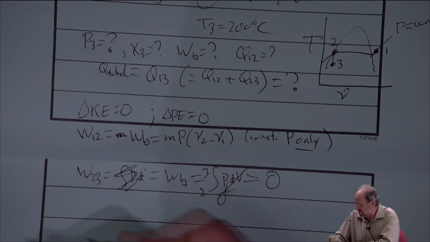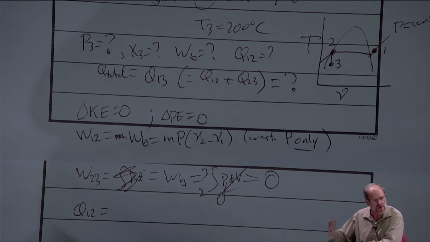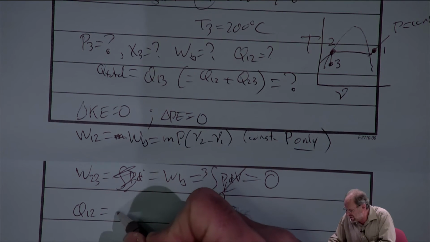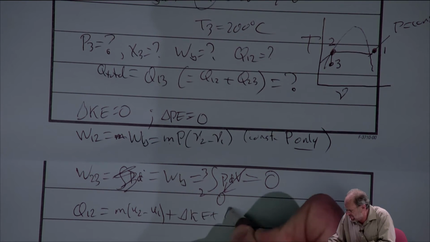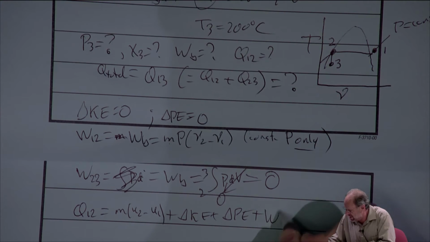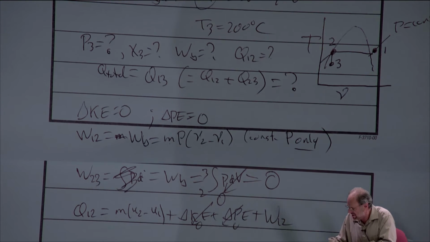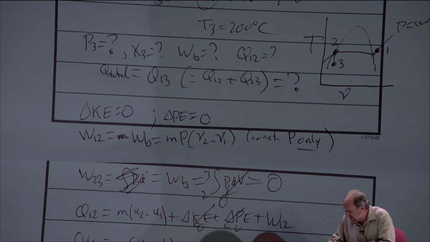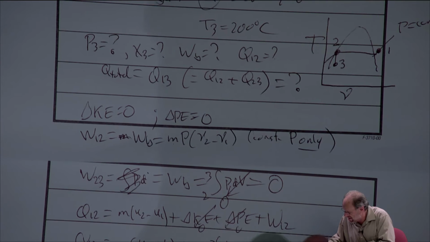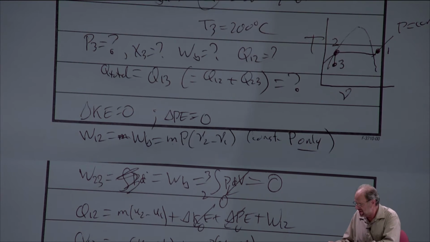And then what about the heat transfer? Well, the heat transfer, first we'll look at 1 to 2, and then we'll move on to the next part. So the heat transfer is the change in internal energy plus the change in kinetic and potential energies, and then plus the work. We know there's no kinetic or potential energy changes. So the heat transfer from 1 to 2 is just this, and of course the work we found earlier using this equation. So this is going to be how we're going to find the heat transfer.